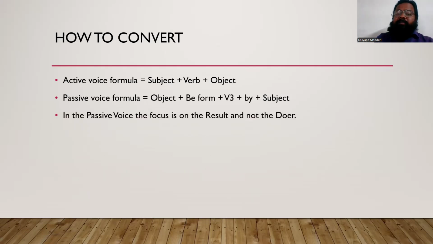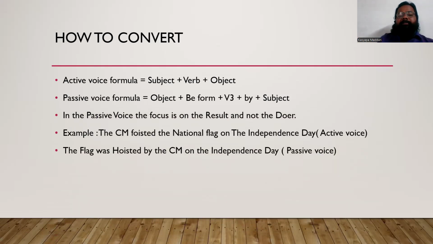Next. In passive voice, the focus is on the result and not the doer. You need to remember that. Doer is basically the subject, but in passive voice, the focus is on the result of the action or on the action, but not on the subject. Example, you remember the sentences that I have shown you in the first slide, right? The CM hoisted the national flag on the Independence Day.